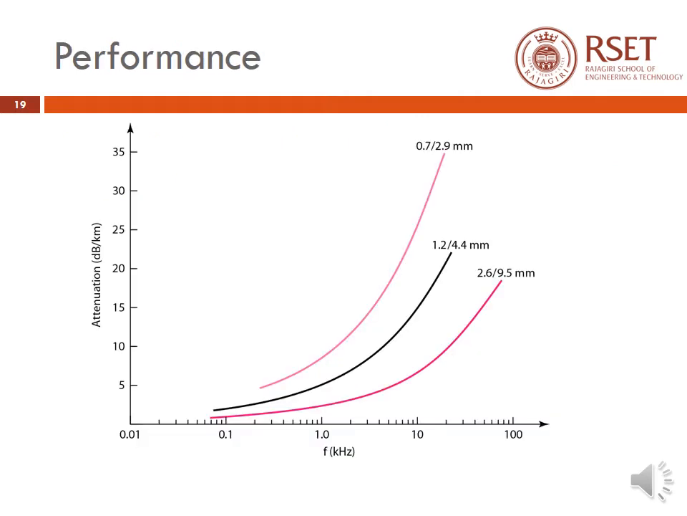The performance of coaxial cables can also be compared by considering the attenuation in decibels per kilometer and the frequency in kilohertz. If you see the graph, you can see that the attenuation is much higher in coaxial cables than in twisted pair cables. That is, even though the coaxial cables have a higher bandwidth, the signals weaken rapidly and they often require the use of repeaters. So this is a graph representing the comparison between attenuation and frequency of coaxial cables.